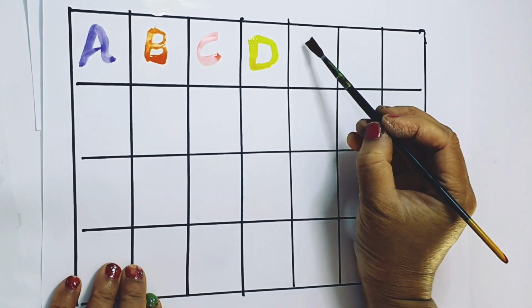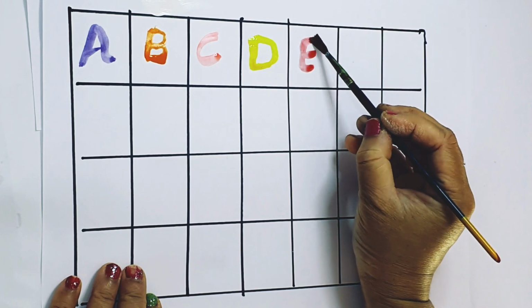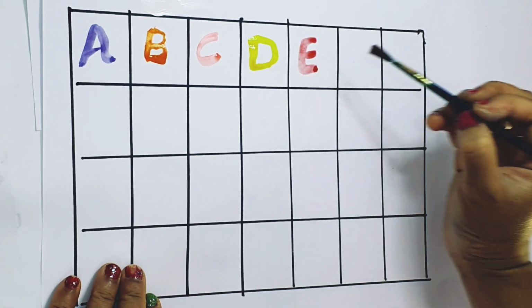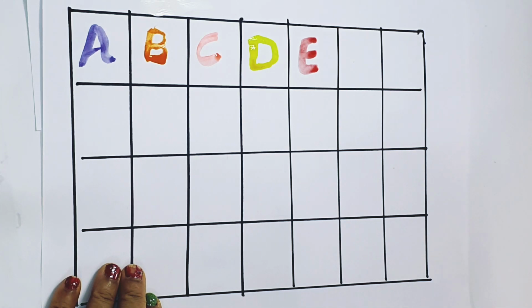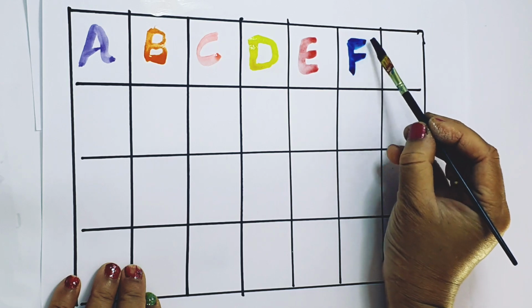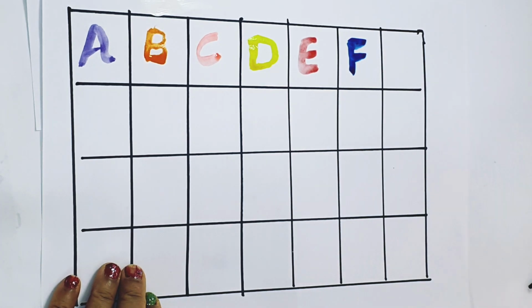Red color. E for elephant. E for elephant. Blue color. F for fish. F for fish.